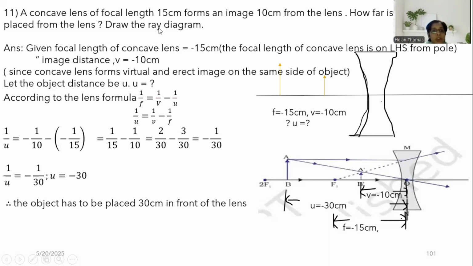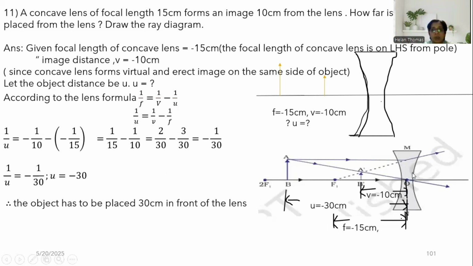When you solve it, it will come as 2 by 30 minus 3 by 30, which will be minus 1 by 30. So 1 by U is minus 1 by 30, right? So U is going to be minus 30. Therefore, the object is to be placed 30 centimeter in front of the lens.